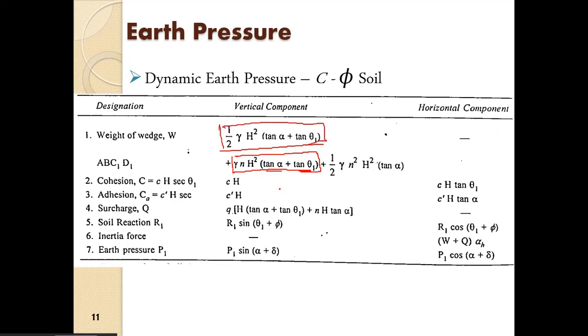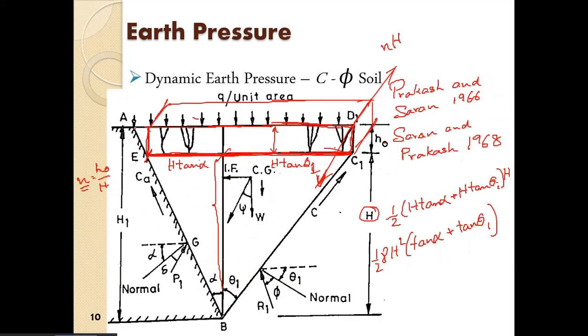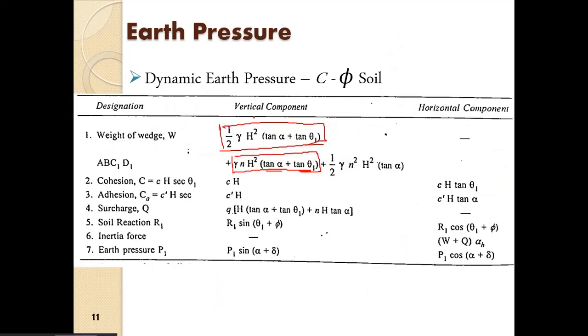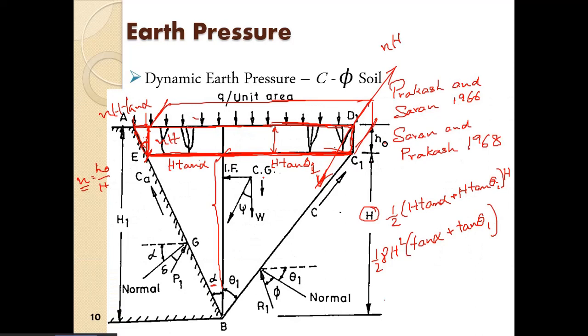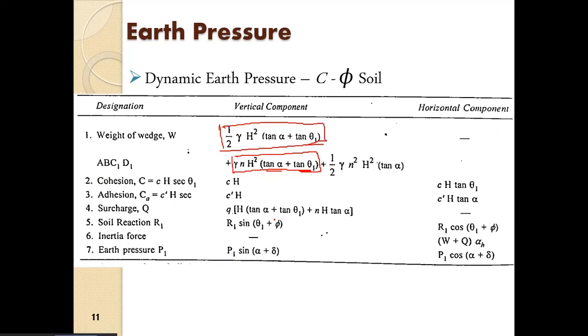Okay, and obviously I think you can find out that it is now obvious. So this is n h, all right, and this is alpha. So since this is alpha, this is also alpha. So this is n h tan of alpha. Okay, so n square h square, all right, and gamma half into base into altitude. So ultimately we find out the area of the wedge, all right. So into the unit weight, we ultimately get the weight of the wedge.